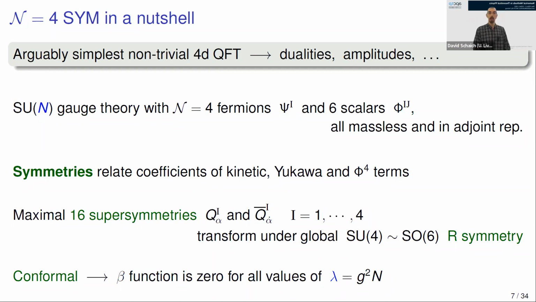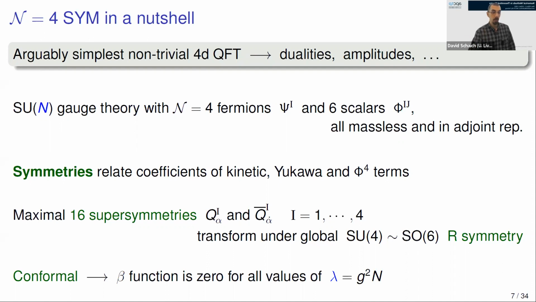What it is, is an SU(N) gauge theory with 4 Majorana fermions that correspond to that N, which is not a coincidence, as well as 6 scalars, all of which appear in the same supersymmetric multiplet as the gauge field, and therefore are, like the gauge field, all massless and all transforming in the adjoint representation of this SU(N) gauge symmetry.